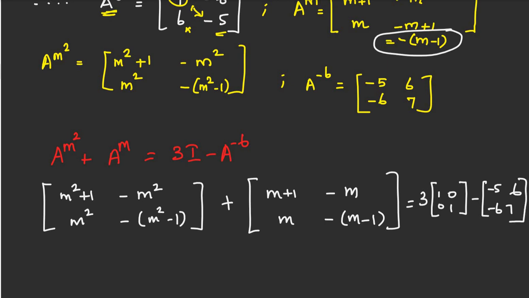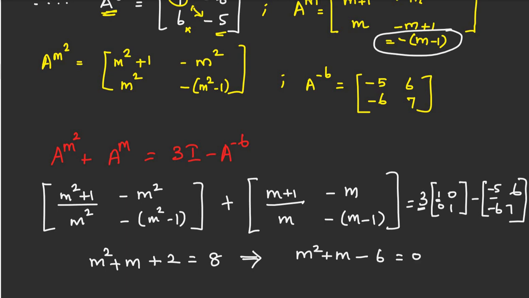Now we add both the sides. We add the first element here, m square plus 1, m plus 1, so that is m squared plus m plus 2, which is equal to the first element. This is 3 plus 5, which is equal to 8. So now this can be simplified, which can be written as m square plus m minus 6 is equal to 0, or m is equal to minus 3 comma 2. So here m cannot be negative, therefore we take n of s is equal to 2.